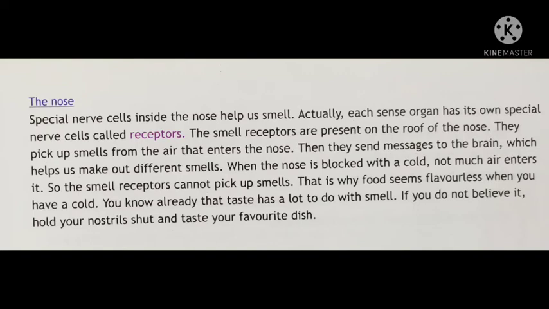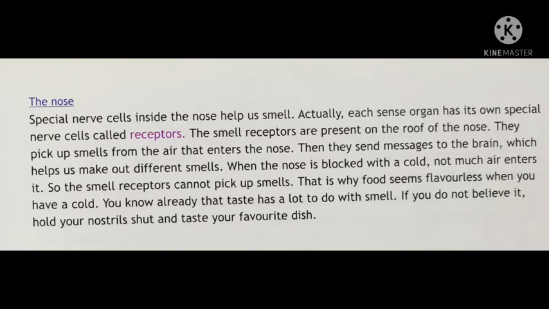What is the function of receptors? The function of receptors is to receive signals. They are present on the roof of our nose, that is the upper part of our nose. They pick up the smell from the air that enters the nose, and then they send messages to the brain that this kind of smell or that kind of smell is there. After that, our brain orders our sensory motor nerves to act accordingly.